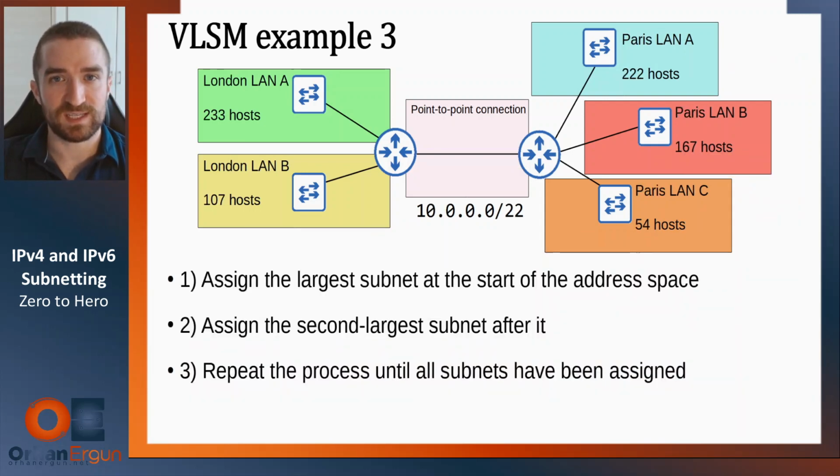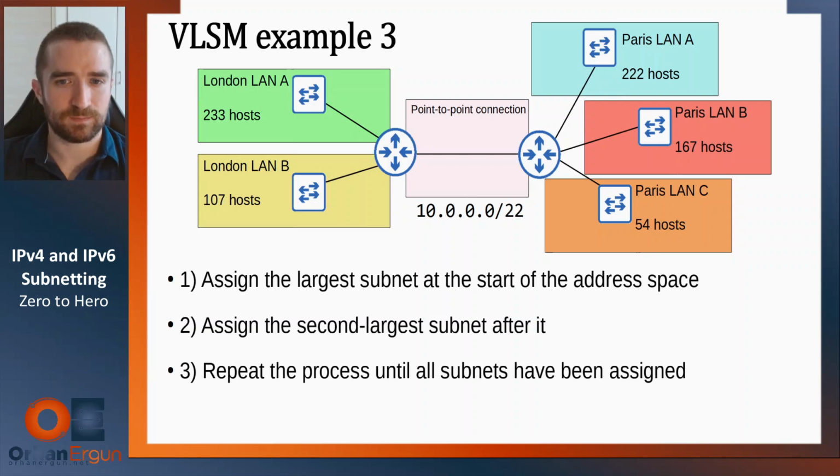Okay, last example, VLSM example 3. This time we're starting with the 10.0.0.0/22 network, or address block, address range. So again, 6 subnets, 5 LANs, and a point-to-point connection. And follow this exact same process. Start with the largest subnet, the largest LAN, which is London LAN A, and then proceed down all the way to the point-to-point connection, which only requires 2 addresses.